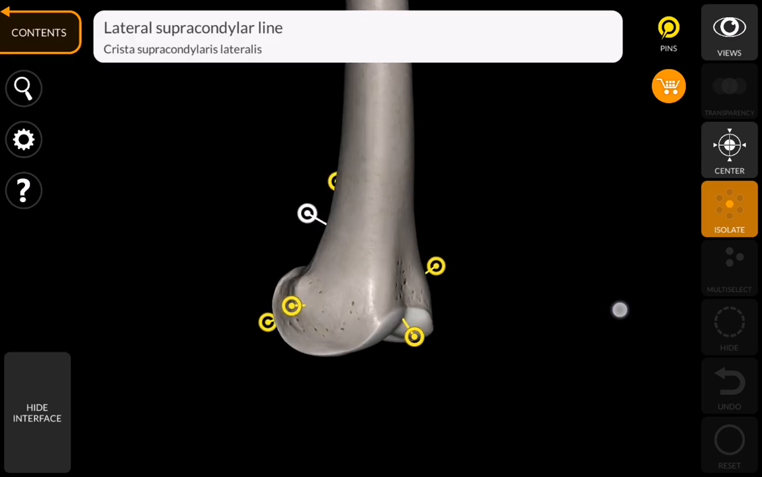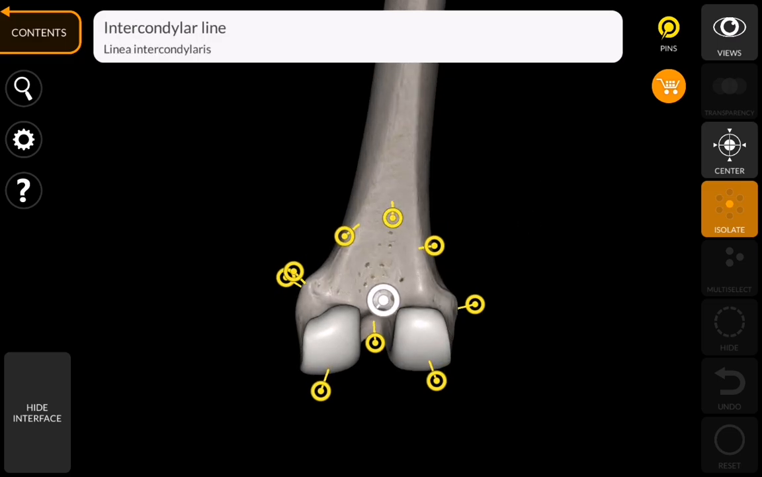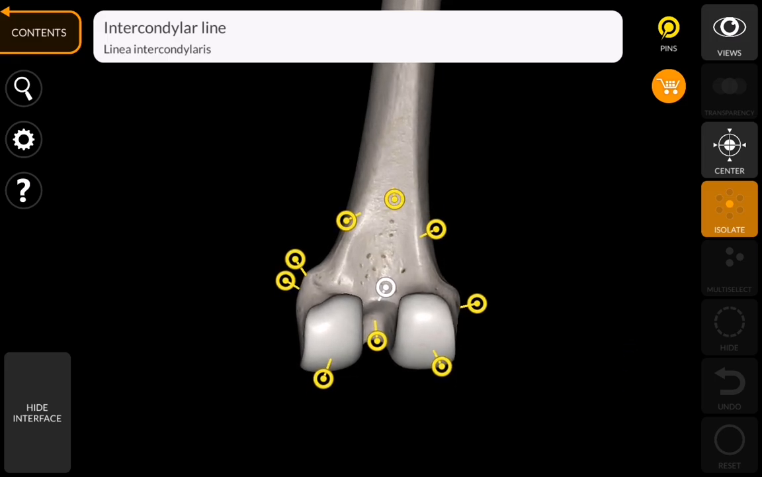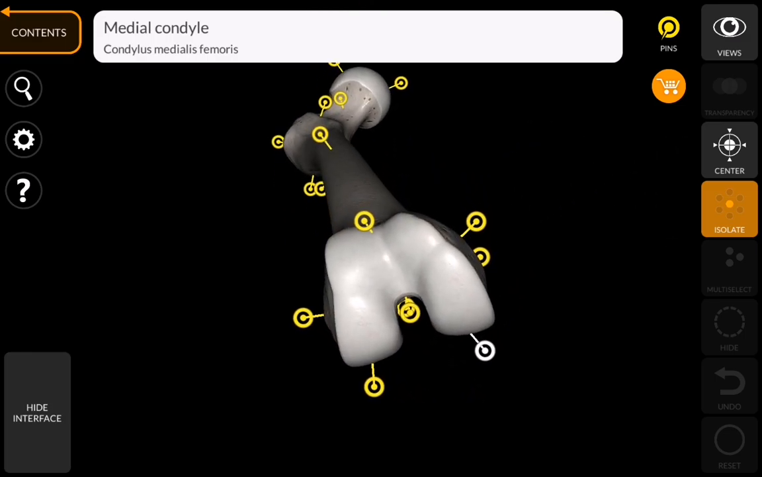If we take a look at the back as well, this area is called the popliteal surface. Here is the intercondylar line of the femur, followed by the intercondylar fossa. This is the fossa that sits above the tibia, the articular surface, and this is the medial and lateral condyles. They also have cartilages on them, as you can see from that 3D diagram.